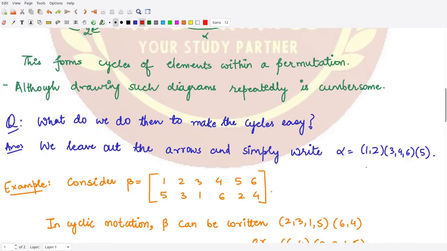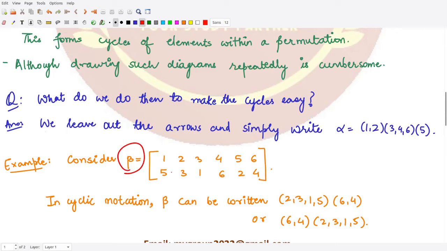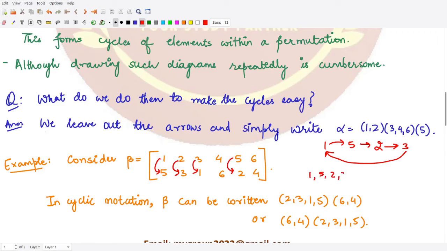Let us take another example. Consider the permutation beta, defined in array form like this. Here we have to list down the cycles. For that, we may start with 1. 1 is going to 5, 5 is going to 2, 2 is going to 3, and then 3 is going back to 1. So this completes one cycle, and we can remove the arrows and write it in this form: 1, 5, 2, 3.